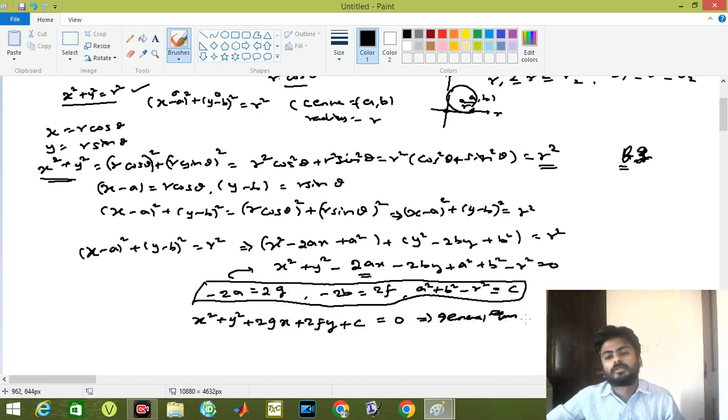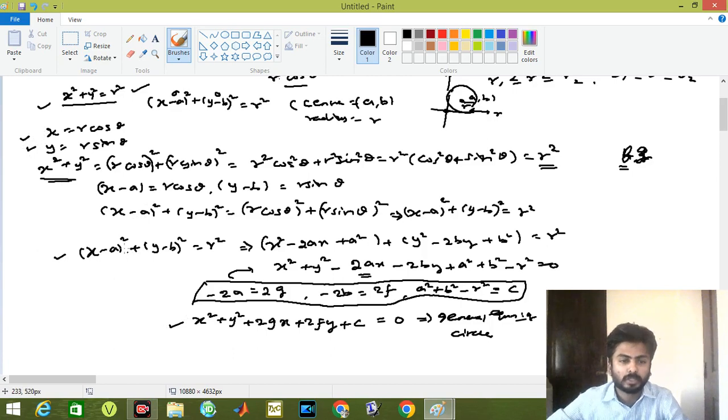General equation of circle. Okay. So this is just for understanding how we are obtaining all these things. We have derived the equation of circle from the formula with reference to x equal r cos theta, y equal r sin theta. Okay, and we have derived the general equation of circle from this equation.